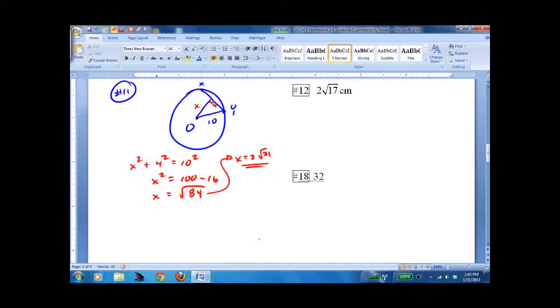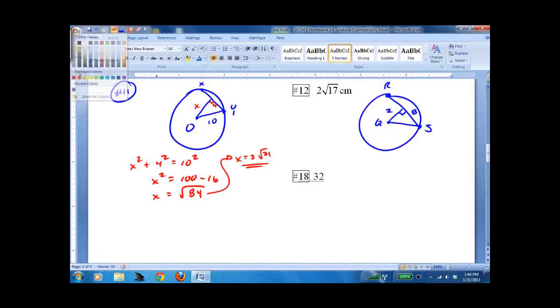Number 12 is a very similar problem. Got a chord, center, RS, which is 16 long, so I'm going to put an 8 here. And it's 2 away. So the question is, what's the radius? 2 squared plus 8 squared equals, call it r, radius. R equals the square root of 4 plus 64, 68. R equals 2 root 17.